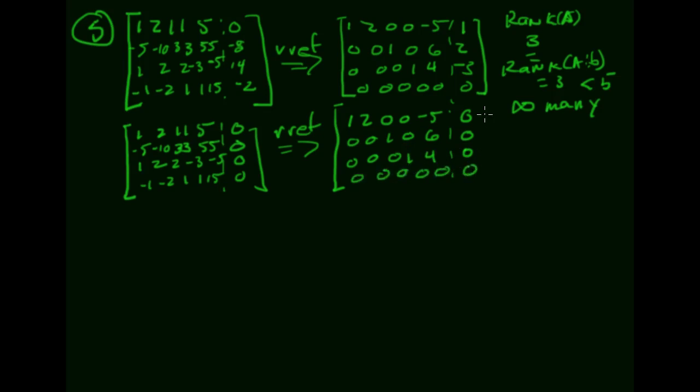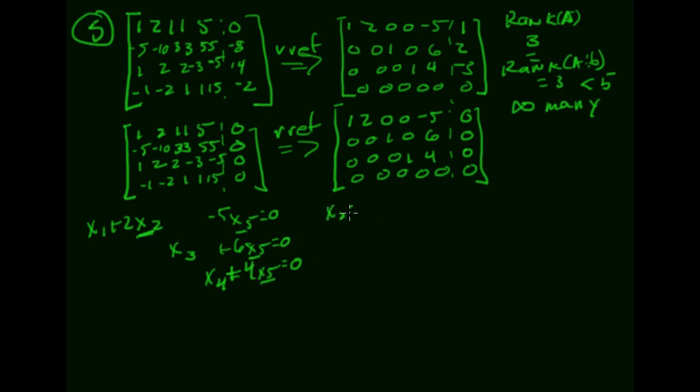Okay, so if you read this solution, you get x1 plus 2x2 minus 5x5 is 0. You get that x3 plus 6x5 is 0, and you get that x4 plus 4x5 is 0. Okay, so there's two free variables here. There's the x2 and the x5. So what we do is we let x2 equal t, we let x5 equal s, which is going to give me this system of equations.